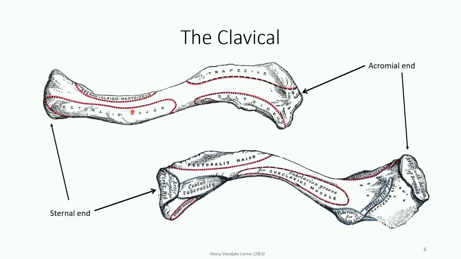The superior surface of the clavicle is entirely smooth and can be easily palpated on your own body just deep to the skin. The inferior surface is rough in appearance as a result of muscular and ligamentous attachments.